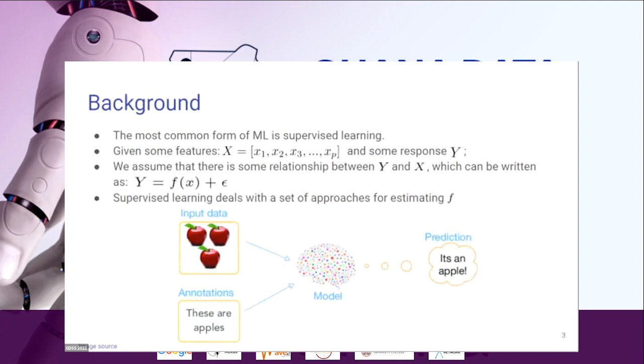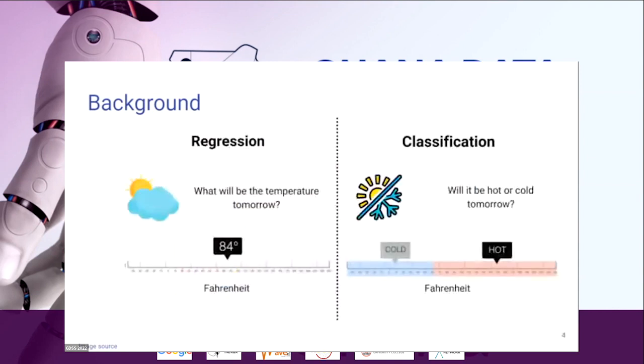So we have some input data, these are the responses or the targets, and then we build a model to relate these two together. Typically with supervised learning, there are two broad categories of problems or tasks: regression and classification.